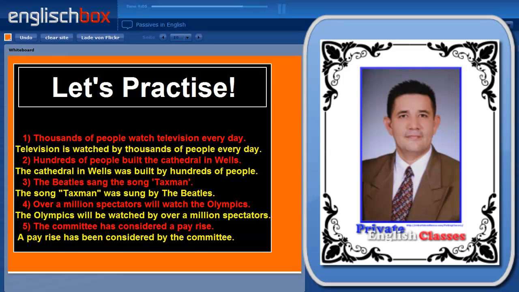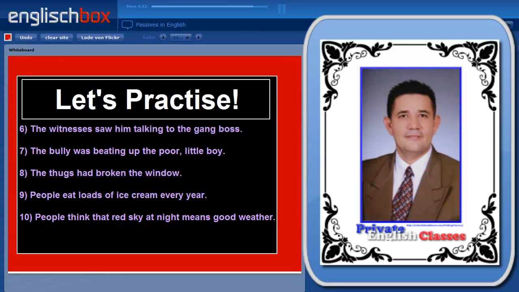Number 3, the Beatles sang the song Taxman, past simple again. The song Taxman was sung by the Beatles. Number 4, over 1 million spectators will watch the Olympics, future simple. The Olympics will be watched by over 1 million spectators. And number 5, the committee has considered a pay rise, present perfect simple. A pay rise has been considered by the committee.